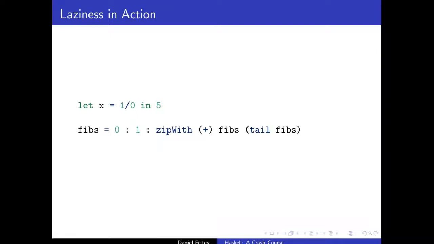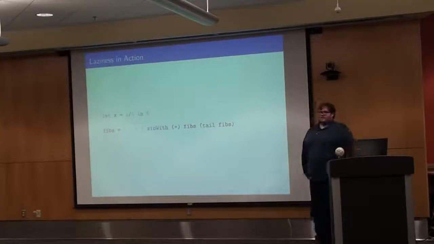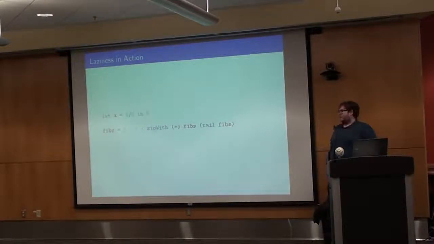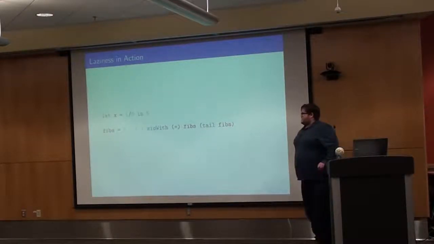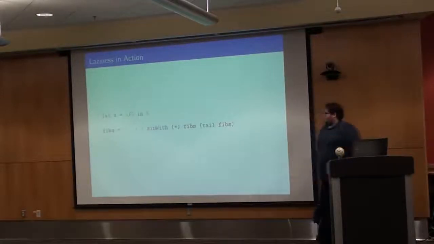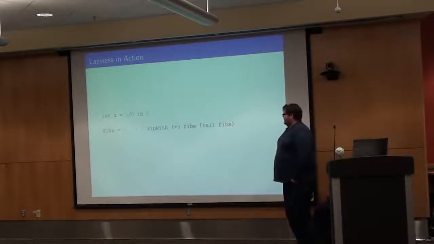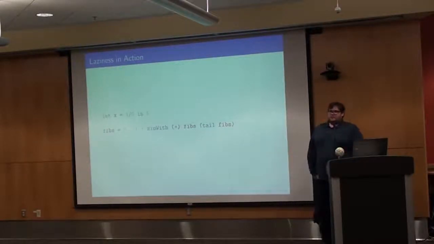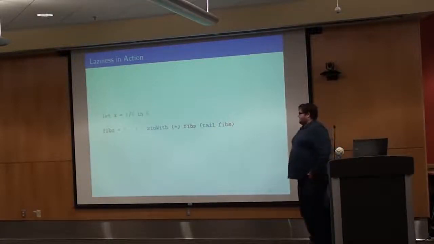So with laziness, we can do things like say let x equal 1 over 0 in 5, and that'll evaluate to 5 just fine because we don't ever need the value of x, so it never tries to evaluate it. And we can do the Fibonacci numbers in one line with 0. Oh, the single colon is the cons operator. So it's an infix cons operator, which takes an item and a list of things of that same type and gives us a new list.